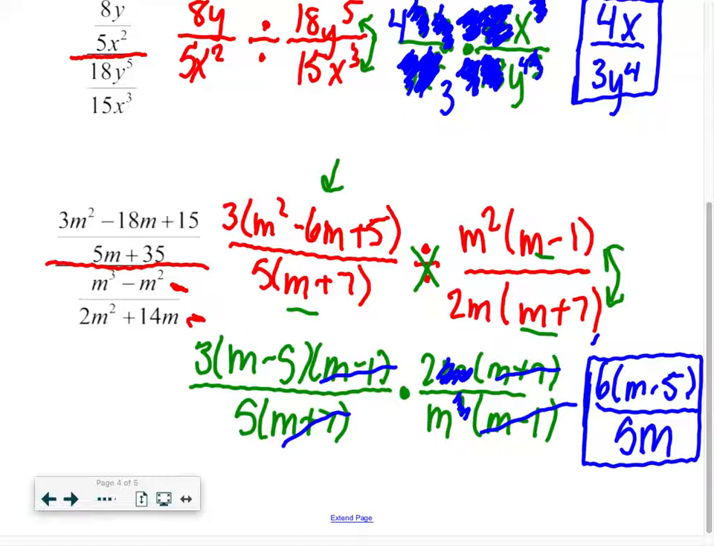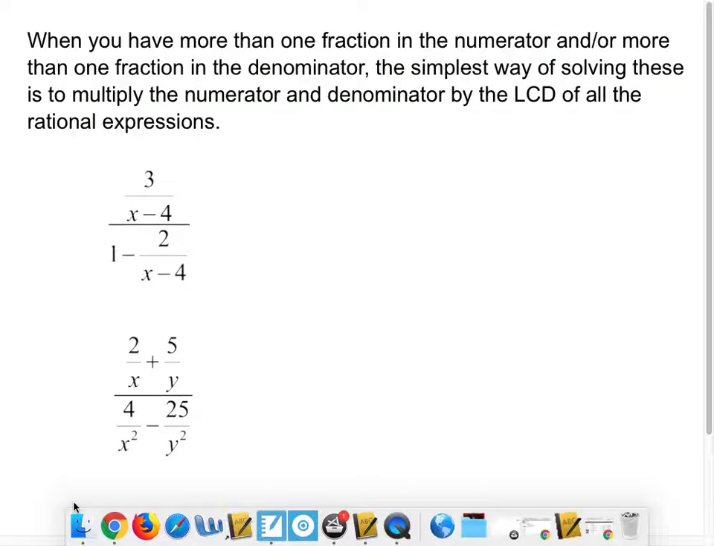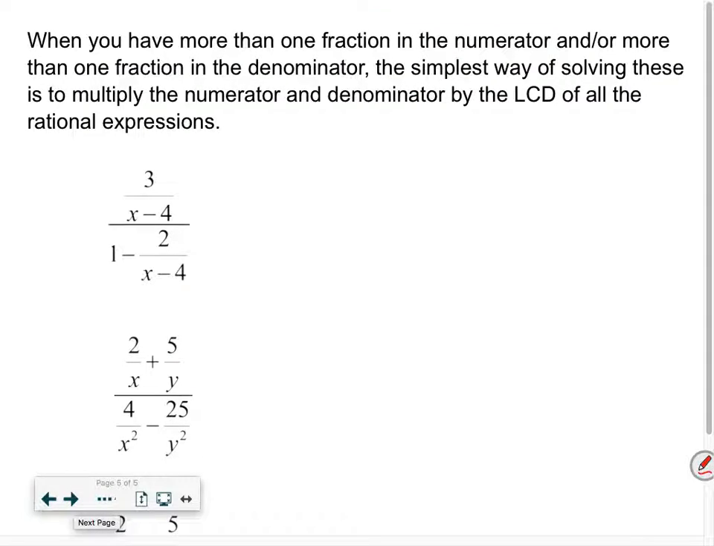Questions on that one? Okay. The next thing we're going to do is more of the complex fractions as opposed to simplifying.